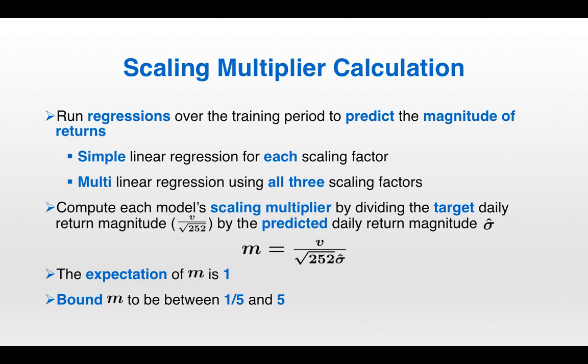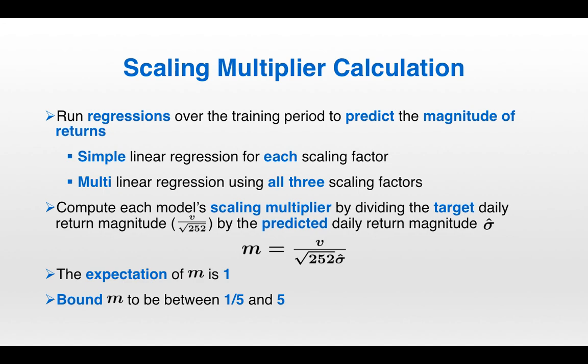From there, we compute each model's scaling multiplier by dividing the target daily return magnitude, that will be V divided by the square root of 252, by the predicted daily return magnitude, sigma hat. So M equals V over the square root of 252 sigma hat. The expectation of M will be 1. That means that scaling multiplier in aggregate is neither increasing nor decreasing our position sizes. It is only increasing and decreasing our position sizes at certain times, which is exactly what we want.